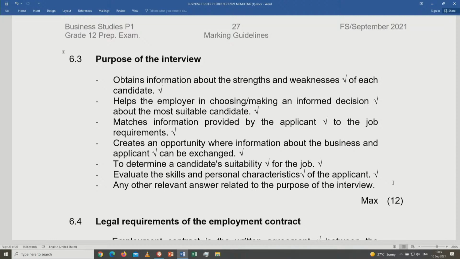It helps the employer in making an informed decision, 1 mark, about the most suitable candidate, another mark. It matches the information provided by the applicant, 1 mark, to the job requirements, another mark. Creates an opportunity where information about the business and the applicant, 1 mark, can be exchanged, another mark. You see, it is clear. These facts give the purpose of conducting an interview to determine a candidate's suitability for the job or to evaluate the skills and personal characteristics of the applicant. Maximum marks there, 12 marks.